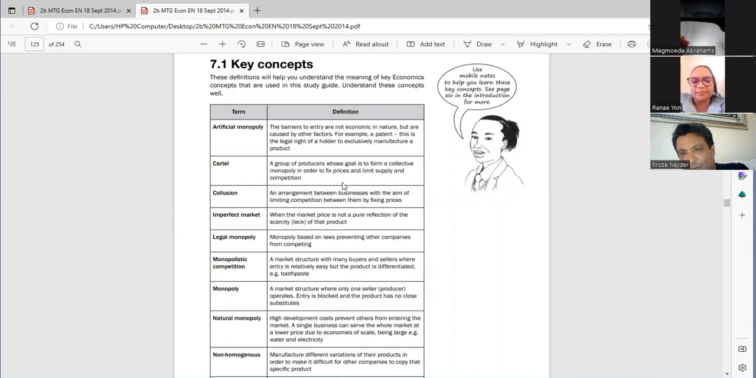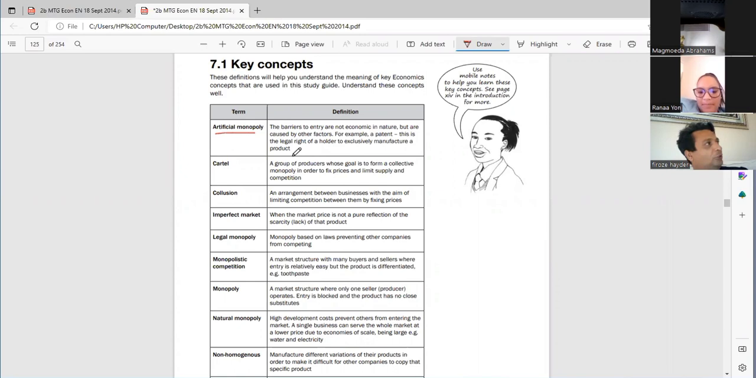Now, can you have a look at your next page? You see 7.1 key concepts. Can you see that? Rana, Mahmouda, can you see that on the next page? Key concepts. You need to know these key concepts. These key concepts are very important. Here you'll have to know, and I'll tell you what the important ones are. Most of it is important actually.